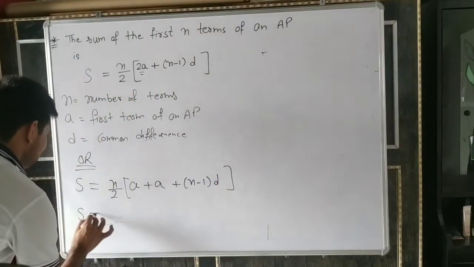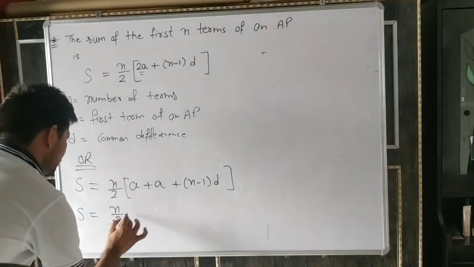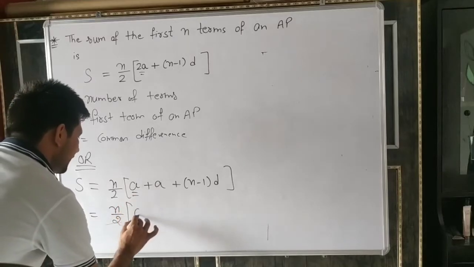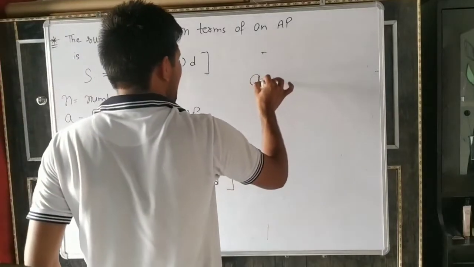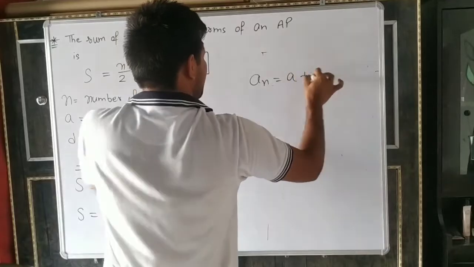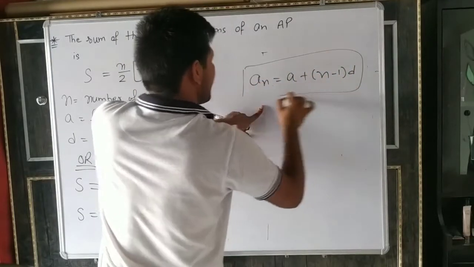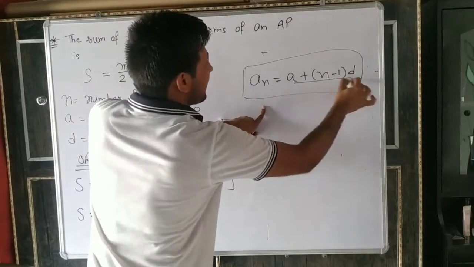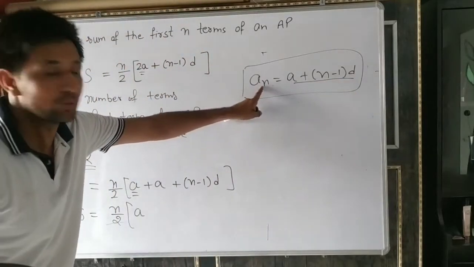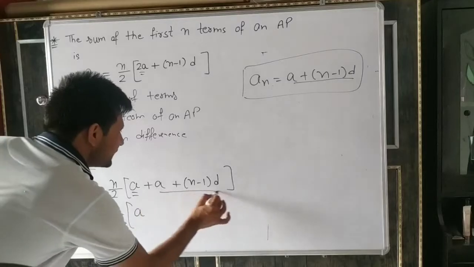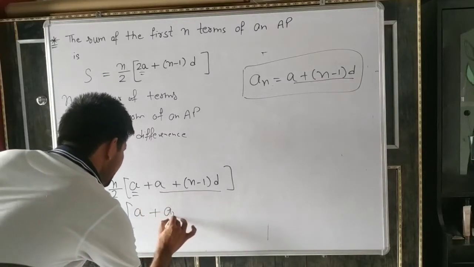And next is S equal to N upon 2, it is A. And now tell me, An equal to A plus N minus 1 into D. Everyone knows A plus N minus 1 into D is always equal to An. Same as it is A plus An.